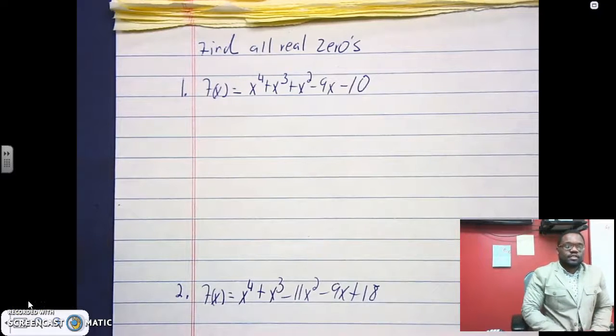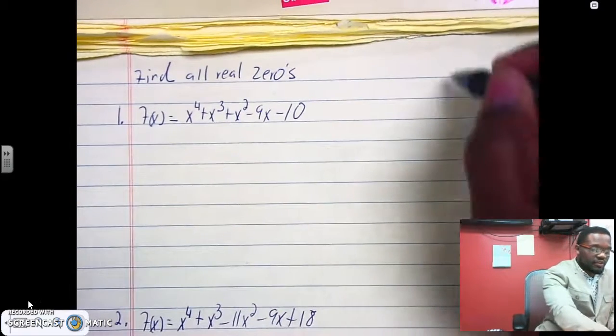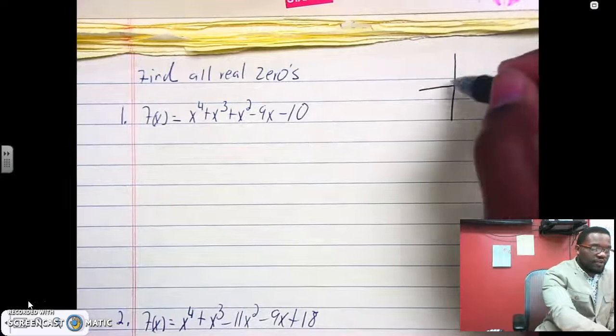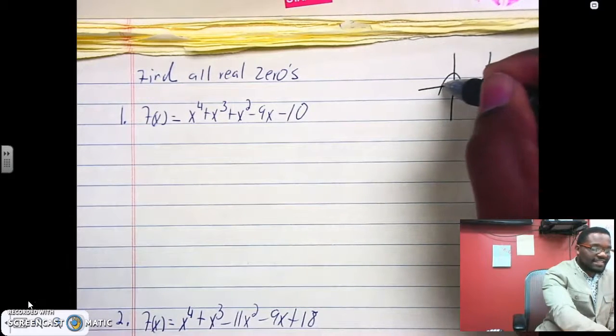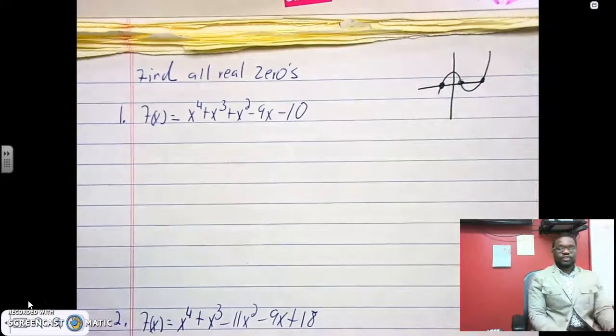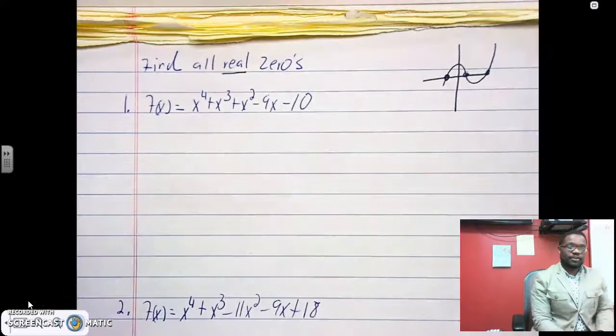Youngins, today we're going to discuss how to find all your real zeros. And just to be clear, a zero is simply a place on a graph where your picture or your graph crosses the x-axis, okay? So we're going to look for those. And since we're saying real, imaginary numbers are not part of our answers, all right? Imaginary numbers are not part of our answers.